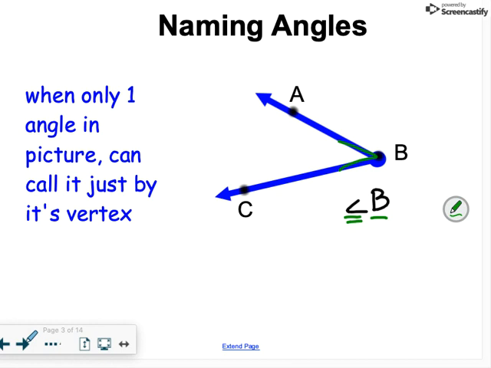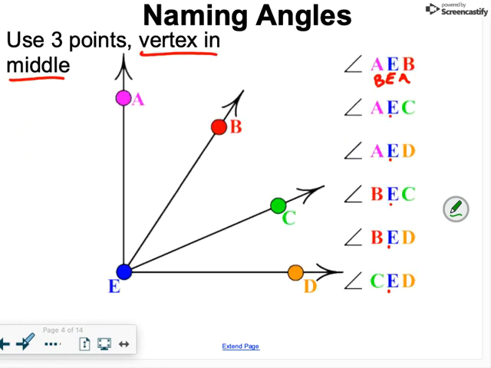So now the question is, what if we have more than one angle? What do we do if we have more than one angle in one picture? If we have more than one angle in a picture, we have to use all 3 points. But the key thing, notice it's already underlined, the vertex has to be in the middle.